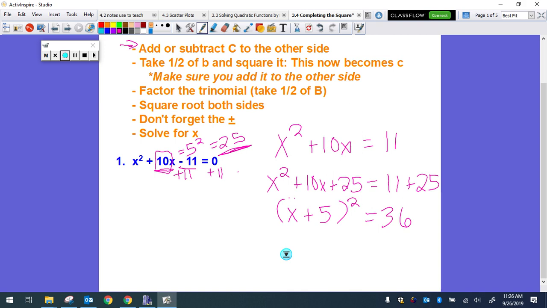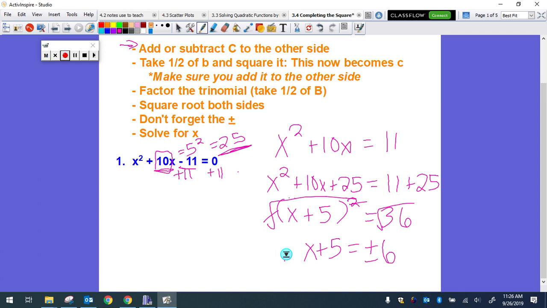Then we're going to square root both sides. If I take the square root of this side, those just cancel, and I have x plus 5. If I take the square root of this side, it's going to be 6. The square root of 36 is 6. And it could be a positive or a negative 6.